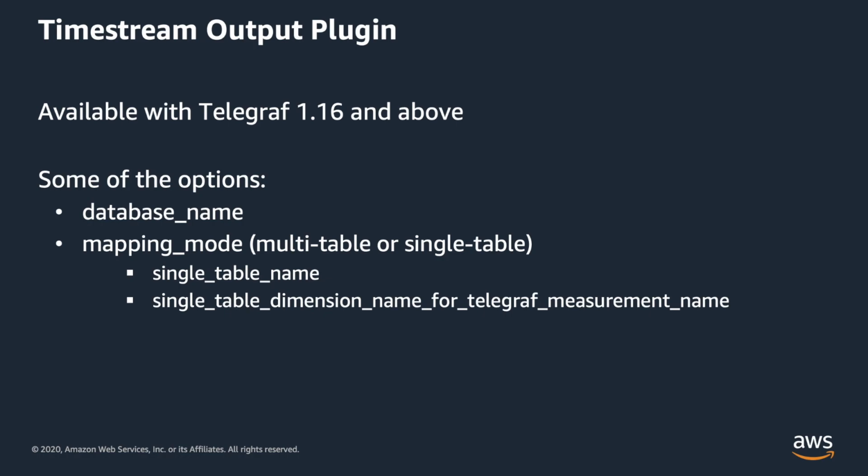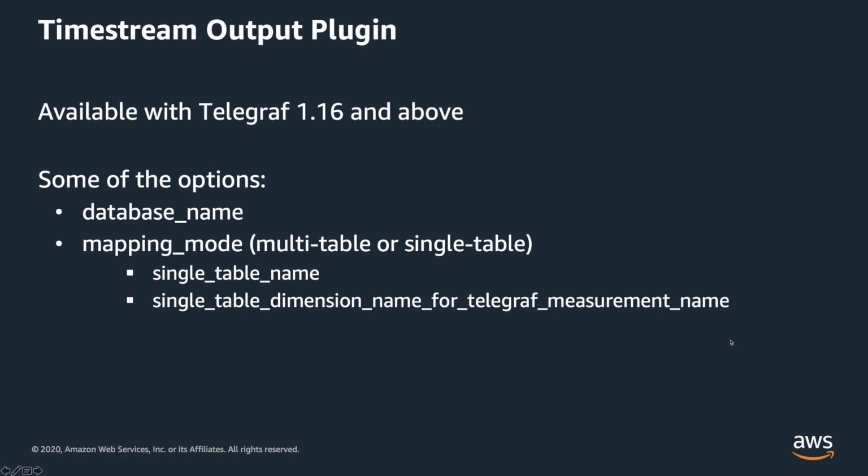The Timestream output plugin is available for Telegraf version 1.16 and above. There are also a few options to customize the behavior of the plugin, and the two that I'd like to highlight here are database name and mapping mode. Database name would tell the plugin which Amazon Timestream database to store the records in. Mapping mode would tell the plugin how to transform the records from line protocol in Telegraf to records in Amazon Timestream. The acceptable values for mapping mode are multi-table and single table.